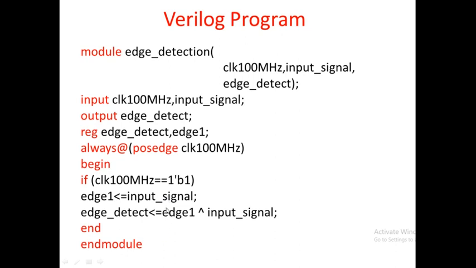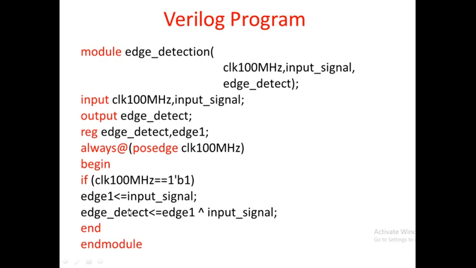Here I am using the non-blocking statement, that is very important. If you are using the blocking statement, then definitely you will not be able to find the edge detect. So the non-blocking statement is what we use here. After one clock edge only, the output will be updated.